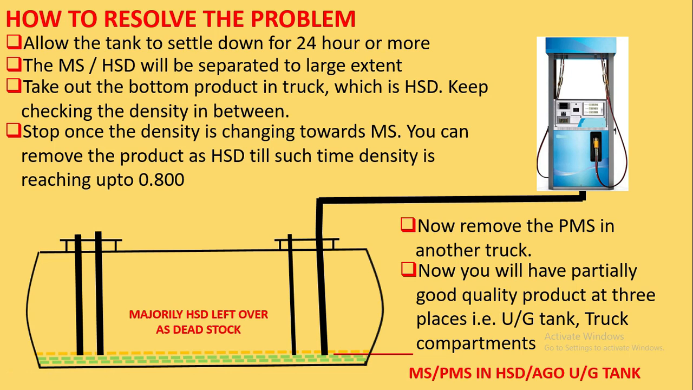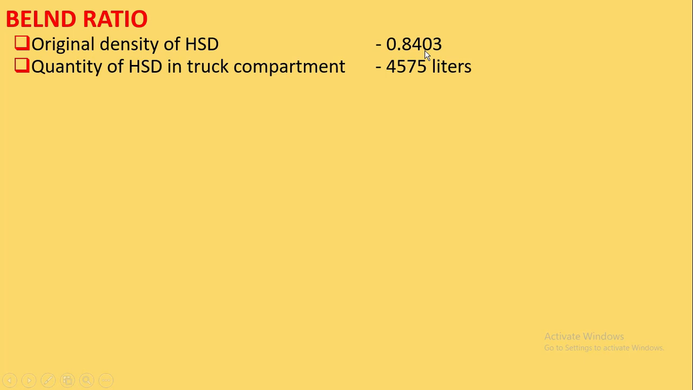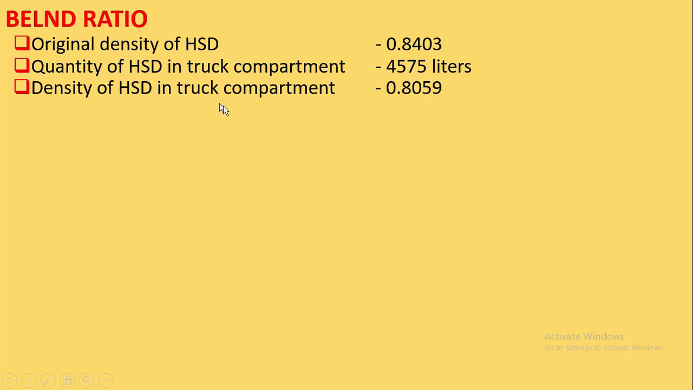How to arrive at the blend ratio? First, what was the original density of the HSD which was supplied to you from the terminal or depot? Let us say it was 0.8403. The contaminated product which you loaded into a truck compartment, let us assume, was 4575 liters. You take out the density of the contaminated product in the truck, which is 0.8059, because you have taken out the product up to 0.800. So definitely the density will be much lower than this.